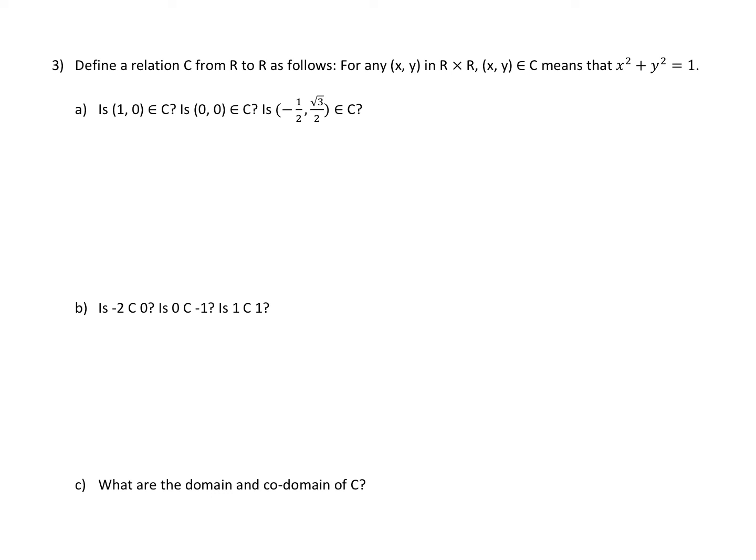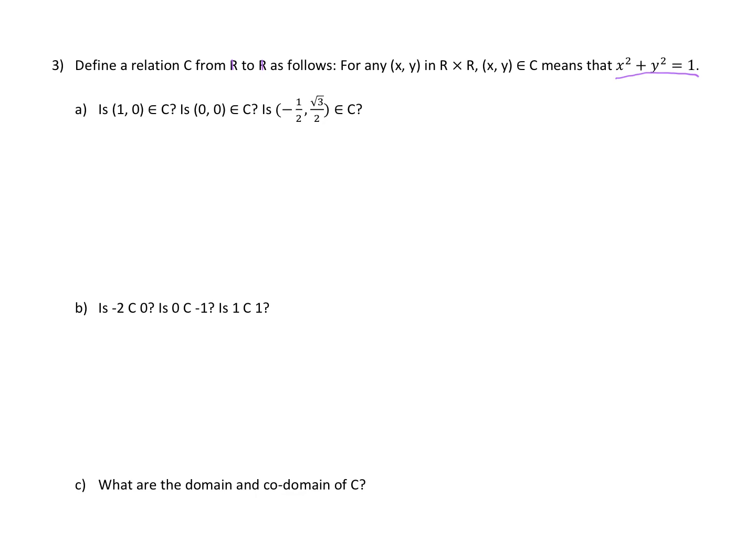Okay, for the next example, we're going to define a relation C. So we're using the letter C instead of the letter R this time. It's going to go from R to R, the reals to the reals. And we're going to define it as any x y in R cross R. So you look at all the ordered pairs in R cross R, and then we say the ordered pairs that live in C satisfy this equation, x squared plus y squared equals 1.